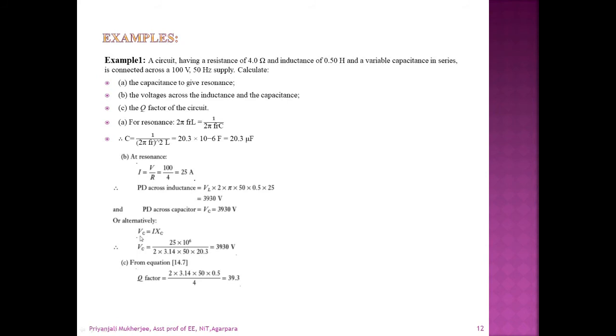Or we can use the formula VC is equal to I into XC. In both ways, we can find the voltage across the capacitance and the inductance. And for the Q factor of the circuit, we can use the formula Q equal to 2 pi F L by R. So we find the value 39.3, and as the Q factor is the ratio of two voltages, there is no unit.